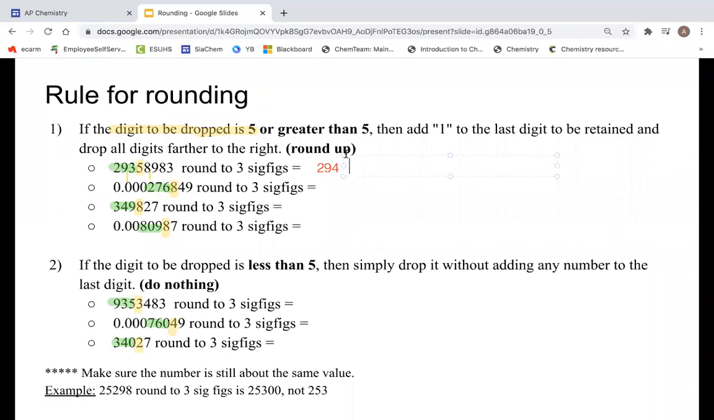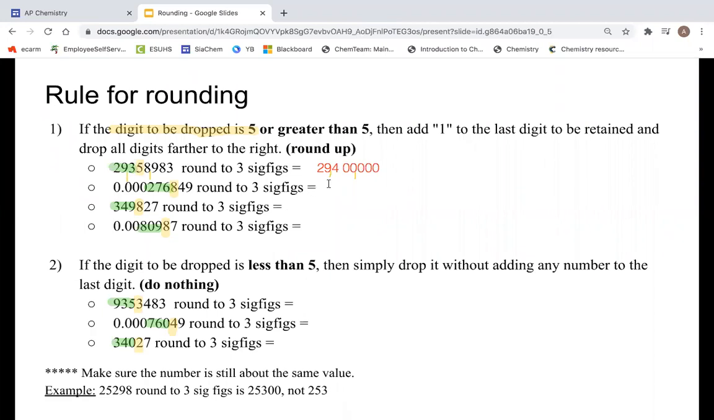So what does that mean? That means I now have to fill the rest of the digits I dropped with 0 so that the value doesn't change that much. So I'm going to add all the zeros that I need to add. Let's see if the value makes sense. It's 29,400,000, compared to 29,358,983. So again, it's a similar value, still 29 million. It's not all of a sudden 294. That would be really sad.